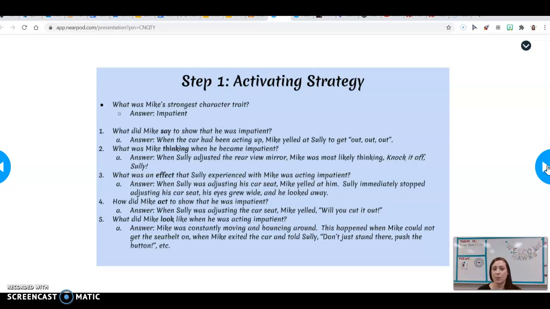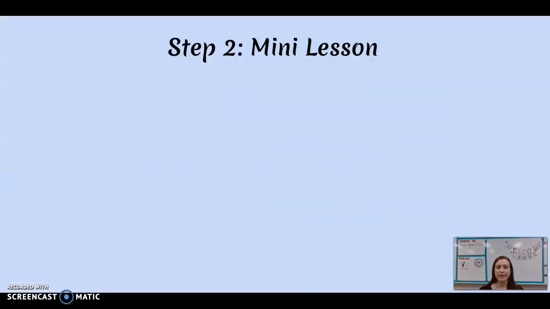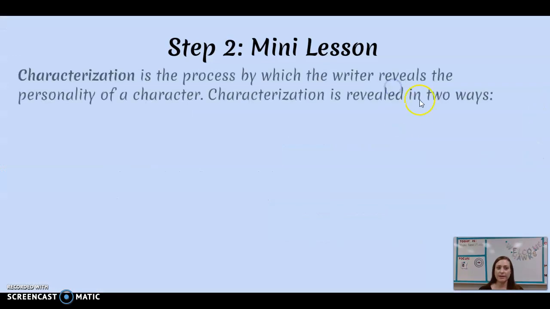And step one, our activating strategy, I have some questions and answers for you so you can go through them. All of these questions revolve around Mike's strongest character trait and how those are demonstrated throughout the film. So the point is, when you write, you want to make sure that you are showing your audience the character traits that your character possesses, not telling. Step two is our mini lesson.